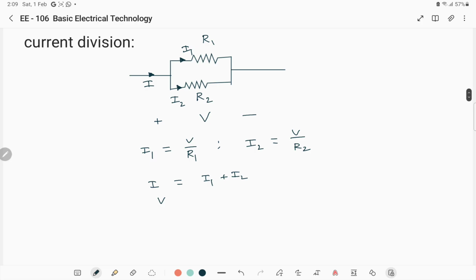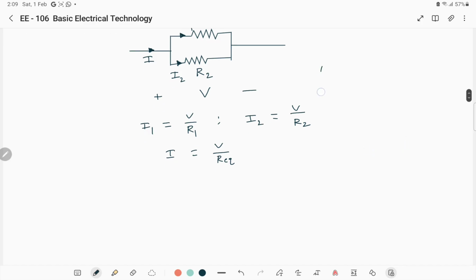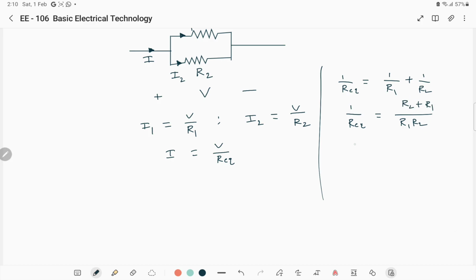But we want I1 and I2 in terms of I. So let's proceed in a different way. What is I? I equal to V by R equivalent. What is R equivalent? In a parallel case, as we know, 1 by R equivalent resistance of the circuit will be 1 by R1 plus 1 by R2, or 1 by R equivalent is R1 plus R2 over R1 R2, or R equivalent is the inverse of this: R1 R2 divided by R1 plus R2.